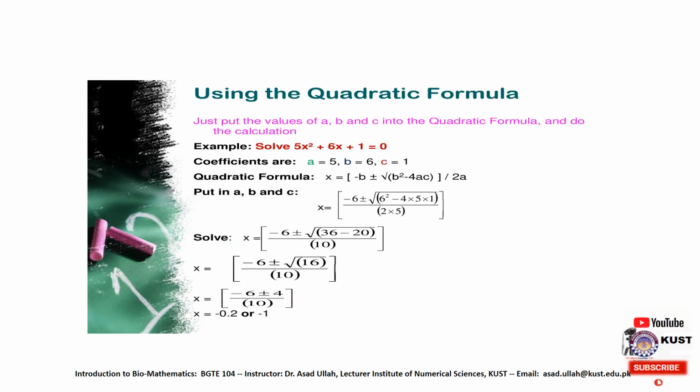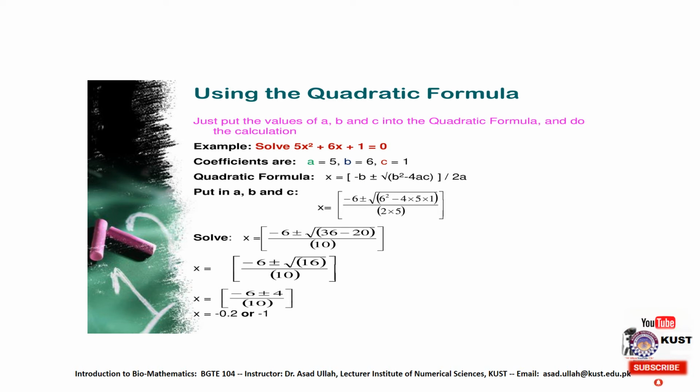Here is an example. We have to solve this equation by using the quadratic formula. The question is 5x square plus 6x plus 1 is equal to 0. First we have to compute the coefficients a, b and c. So by comparing this equation with the standard equation ax square plus bx plus c is equal to 0, we get a is equal to 5, b is equal to 6, c is equal to 1.